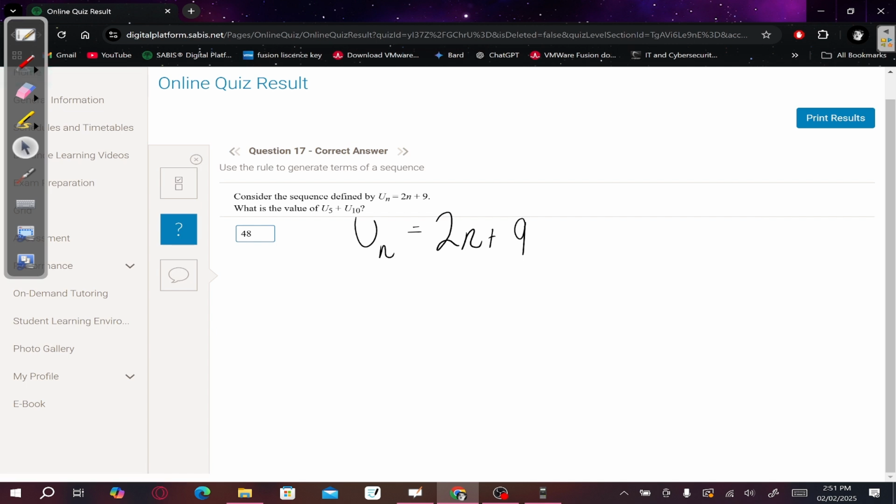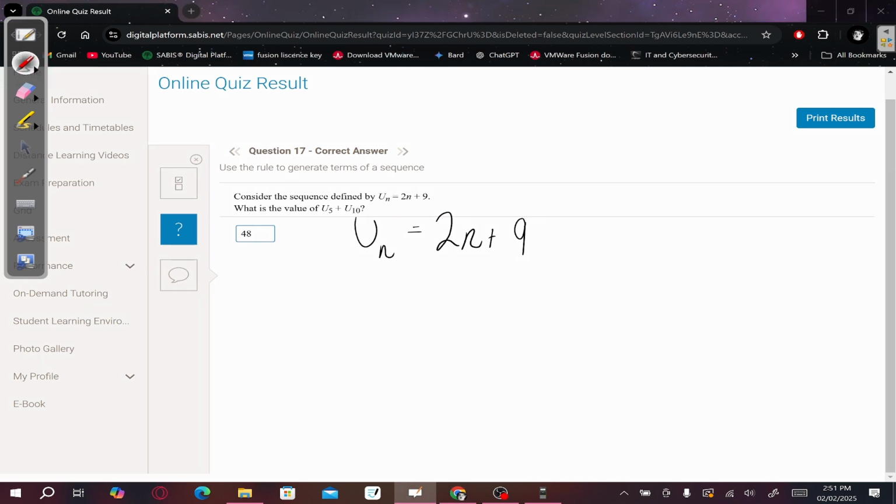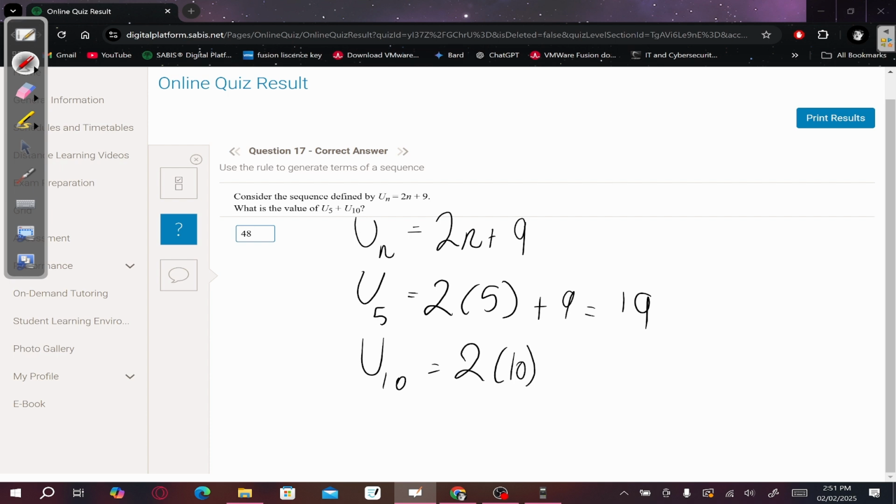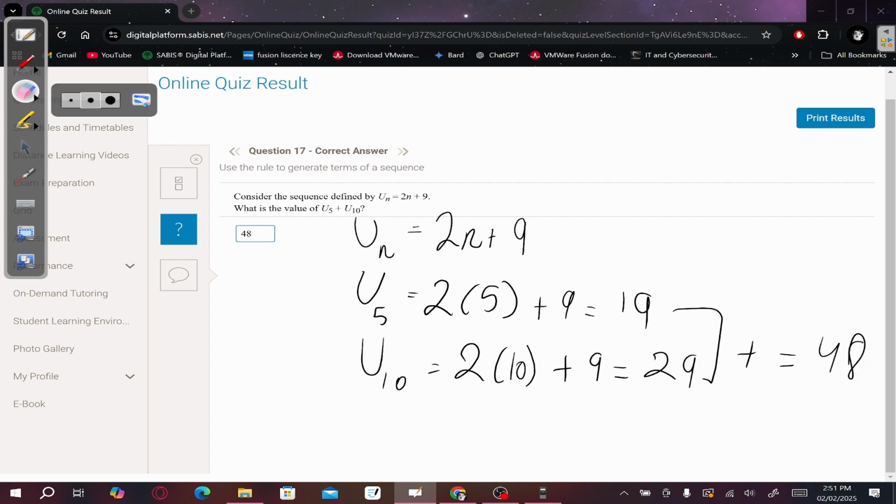What is the value of u5 plus u10? So u5, we're going to substitute 5 in for n. So 2 times 5 plus 9. This is 10, 10 plus 9 is 19. u10 is equal to 2 times 10 plus 9, which is 20 plus 9, so 29. Then you add these two together: 19 plus 29 is 48.